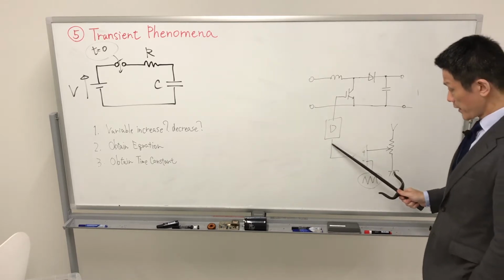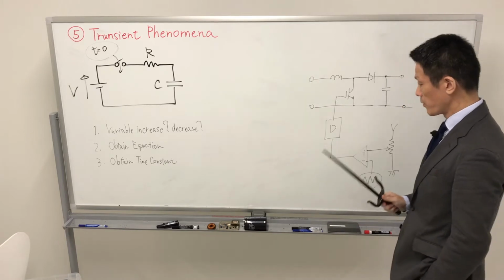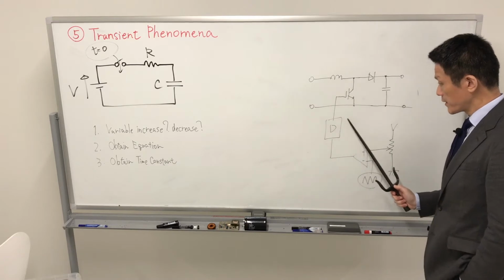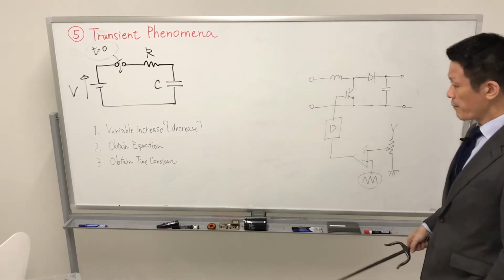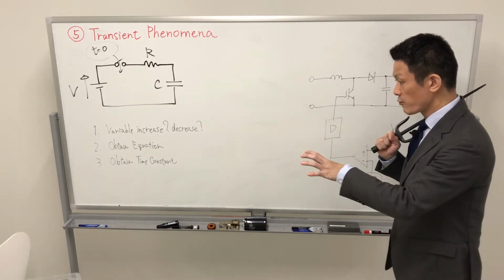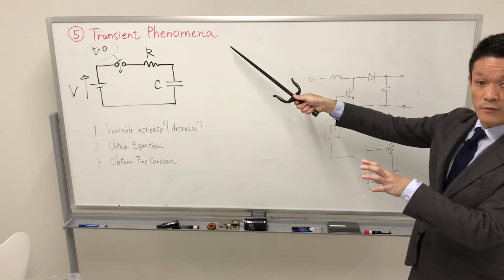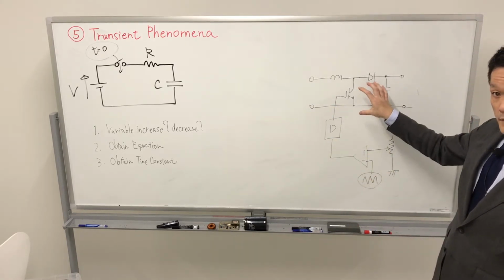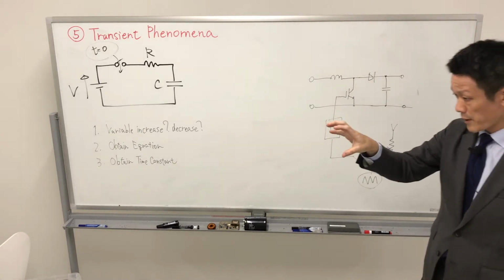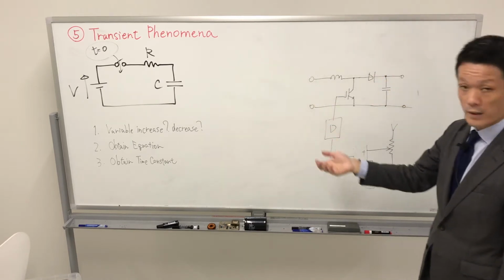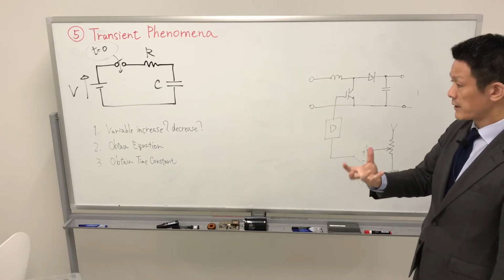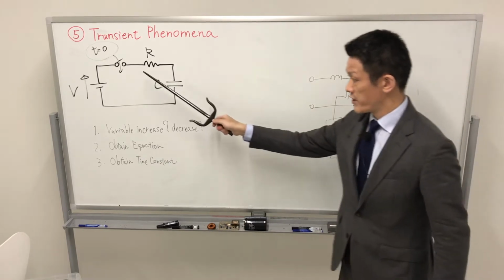Because the input side and output side voltages are almost the same. But to analyze this drive circuit, we must have the basic knowledge, and the basic knowledge is the transient phenomena. Power electronics is composed of the inductor and the capacitor. Inductor and capacitor are passive components. And moreover, we require the power semiconductor devices. That is the switch.